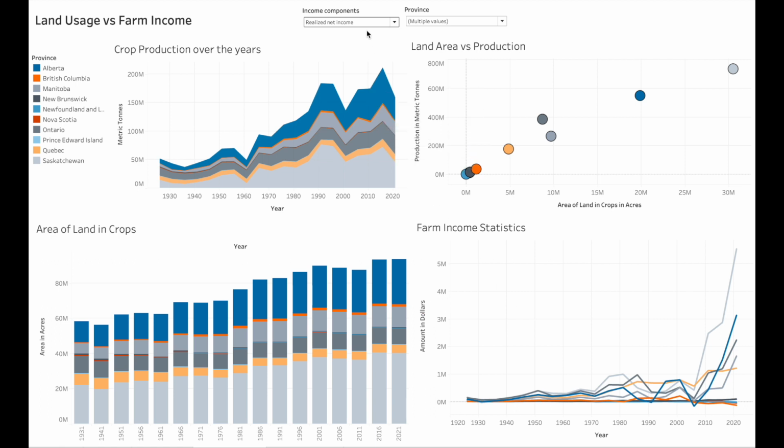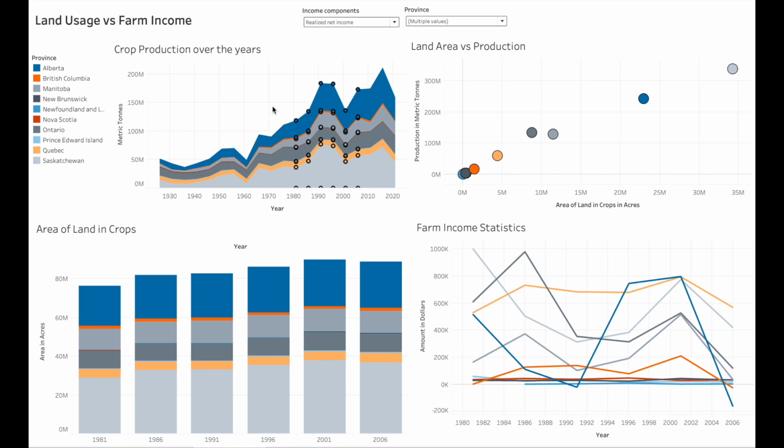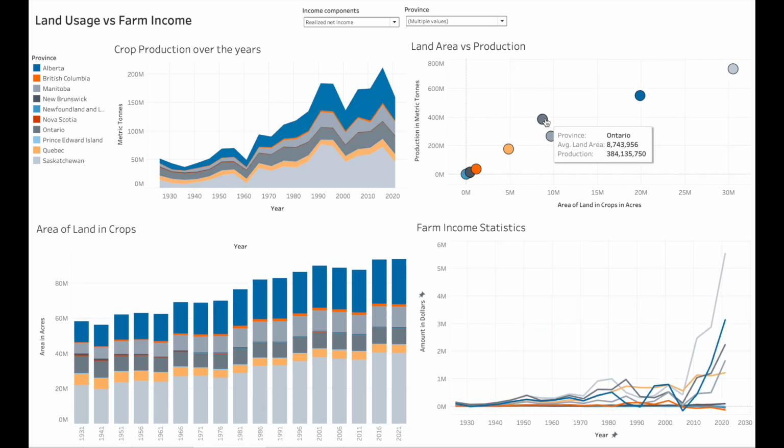We can filter based on the various income components. We can use brushing and linking techniques to select a particular area in one of the graphs to see the values change in other graphs correspondingly. The use of the scatter plot here helps us to understand the relationship between the area of farming land and crops in acres and the production output. Similarly, the use of line graphs helps us to see the trend of farm income over the years.